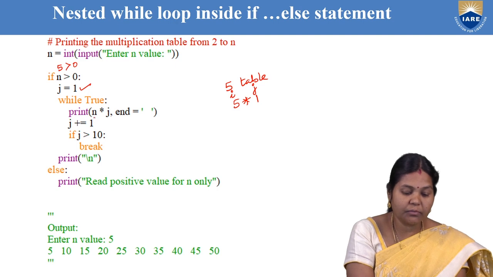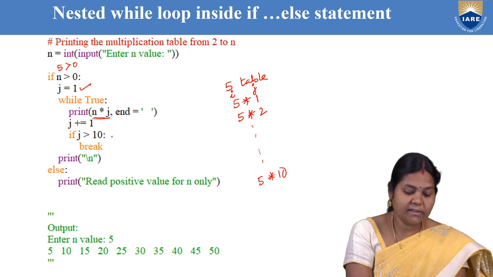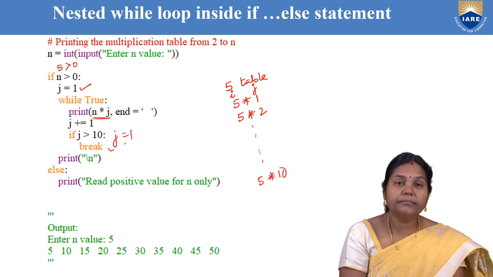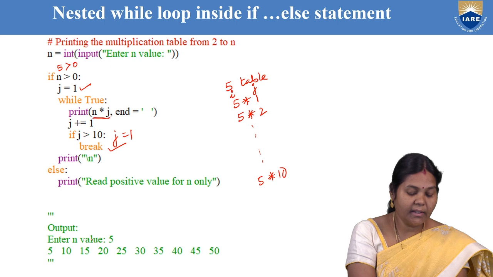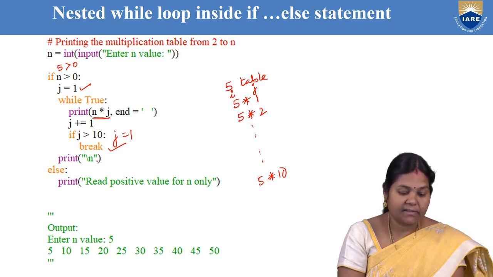So you are doing n into j, that means 5 into j. Then j is incremented, so n is constant and j is incremented every time. This will continue up to 10. So when j reaches 11, this will break the loop. And when it comes out of this loop, there is a slash n here.